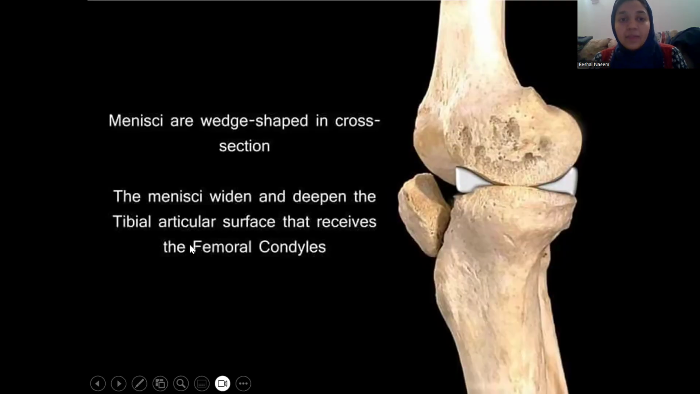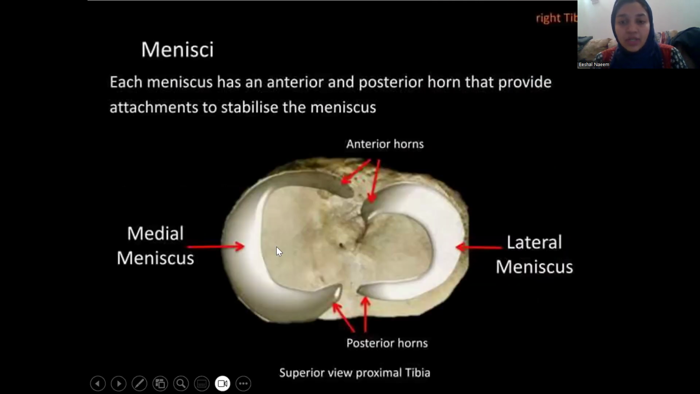Moving on, the menisci are wedge-shaped in cross-section. If you can see them in cross-section, they're sort of wedge-shaped. Which bone is this? This is the patella. The menisci widen and deepen the tibial articular surface that receive the femoral condyles. Okay, now we have two grooves here. There's a posterior groove and there's an anterior groove.